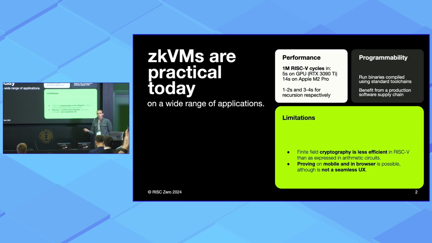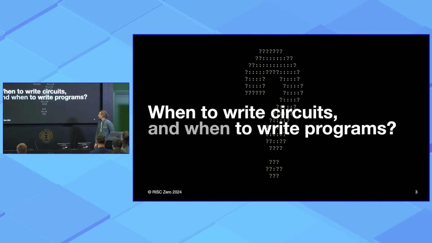Also programmability. Basically, you can compile programs using standard toolchains, Clang and RISC-V, and run those binaries in a zkVM. And I do want to mention the limitations, which is that the RISC-V instruction set is not the most efficient representation for cryptography operations. So things like ECDSA verification, things like pairings, et cetera, do take a significant amount of cycles. However, often not as many as you might think. Oh, and one other thing as well. Proving on mobile phones and browsers is possible. It's not a seamless UX, and we'll talk about that more later.